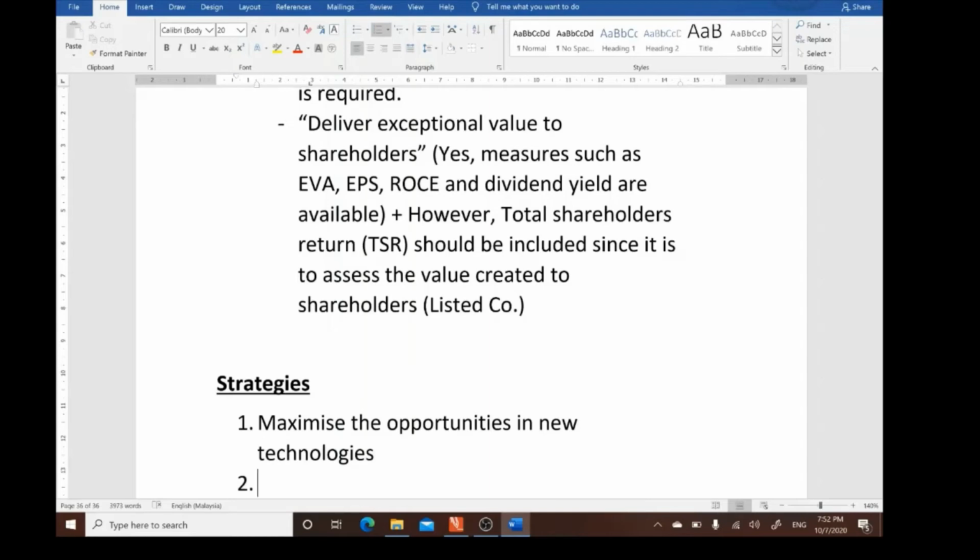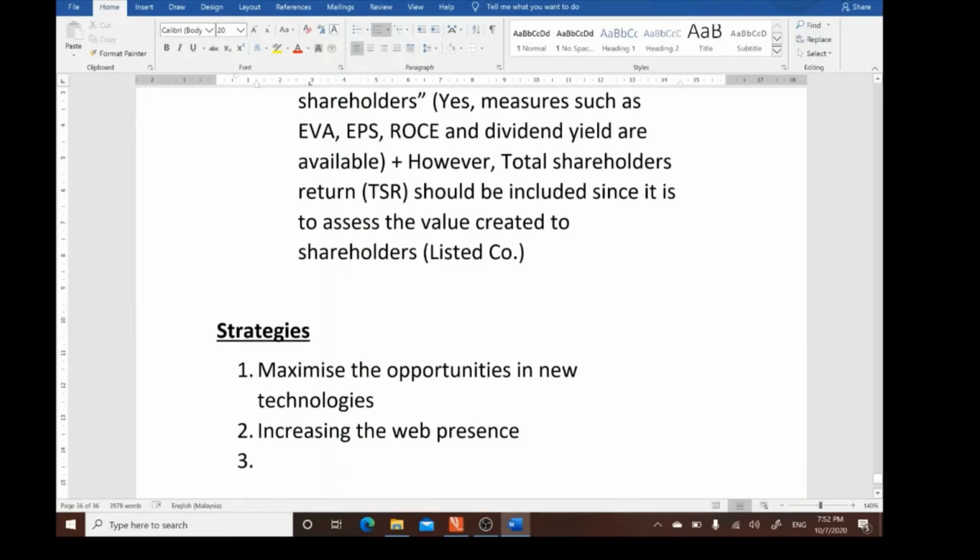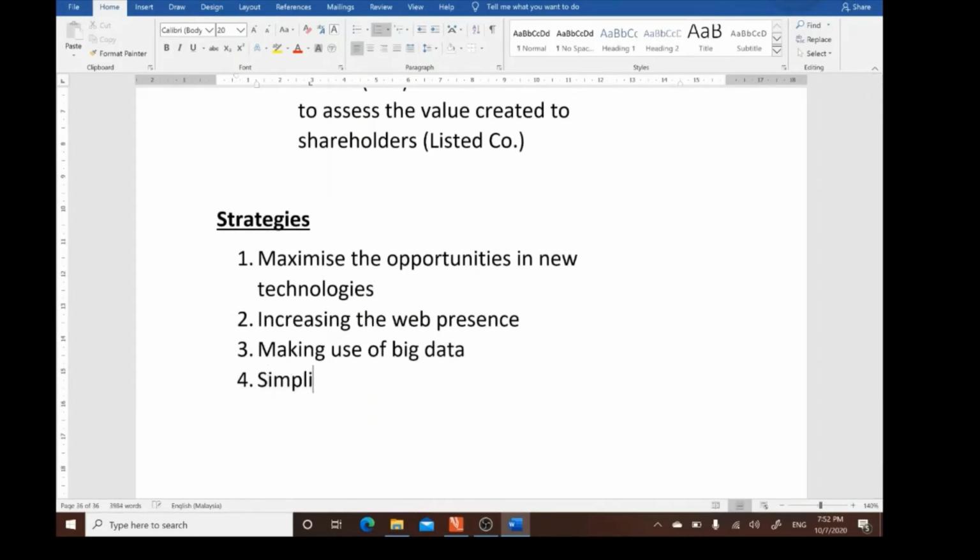And number 2, we're talking about increasing the web presence, and that could be measured by the use of the web sales. Okay. Now, moving on. Making use of big data appears to be one of their strategies, and also to simplify the supply chain. Okay, so these are the four main parts. Now class, by looking at all these, it's possible for us now to look into them one by one.